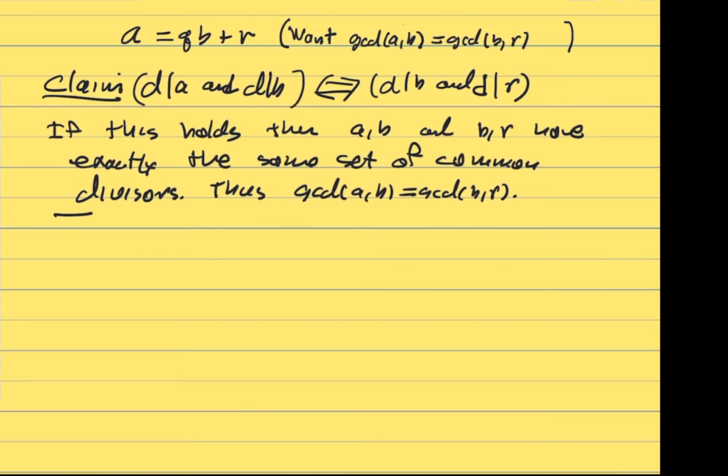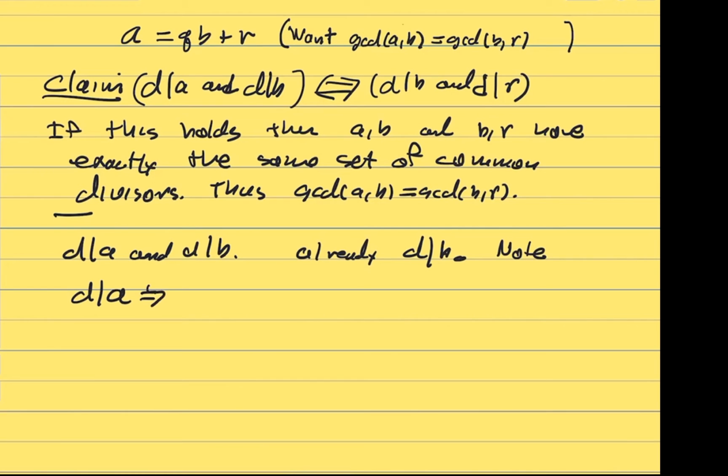Okay. All right, so first let's make the assumption that D divides A and D divides B. Then I need to show it divides both B and R. Well, we already have, by assumption, that D divides B. Now, note that D divides A implies that A equals some integer, let's call it A prime, times D, and D divides B implies that B is some B prime times D, integers. All right.